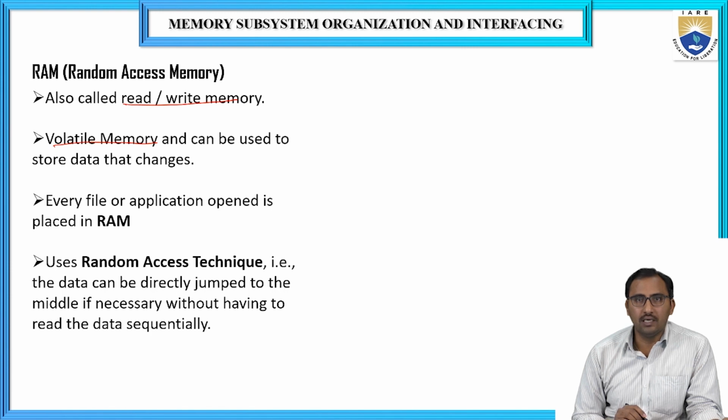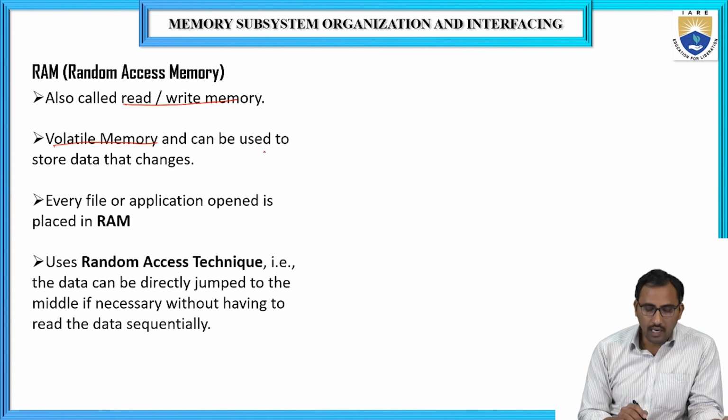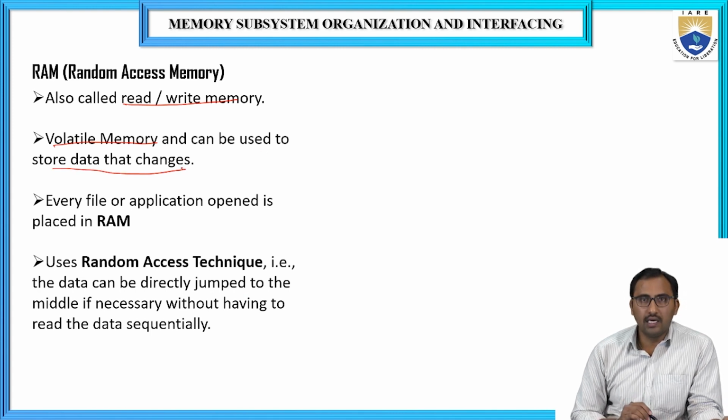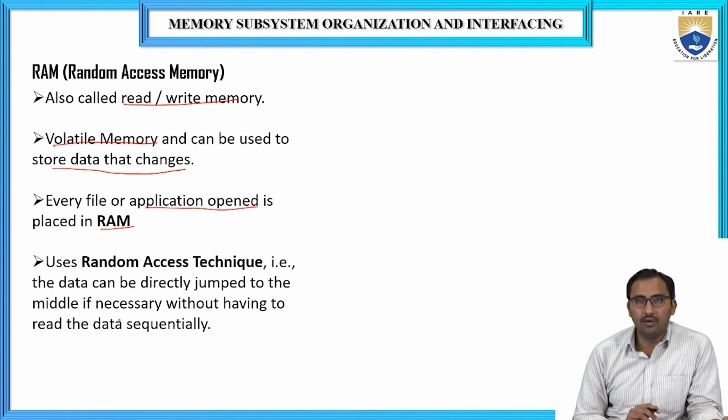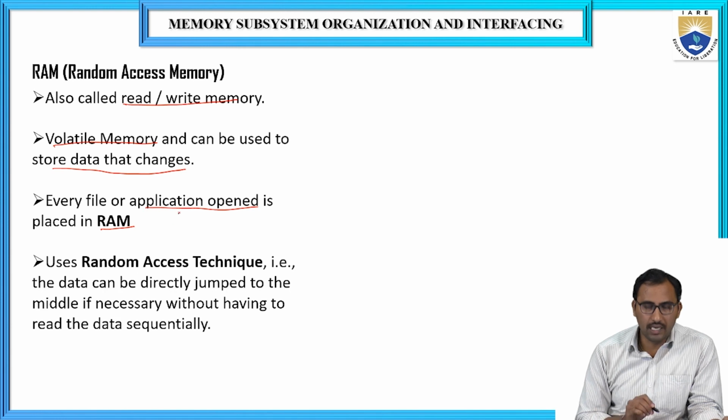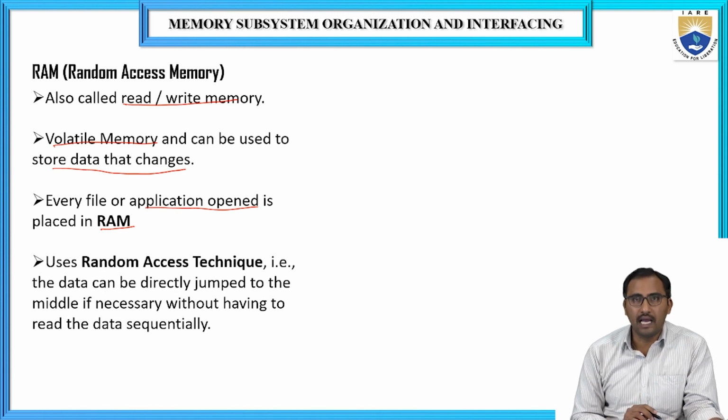Volatile memory means if the power supply to the RAM chip fails, then the data stored in the RAM gets erased. It can be used to store data that changes. That means the data present in the RAM chip gets modifications or changes, and it is not permanent storage. Every file or application opened is placed in the RAM. Whatever file or application is opened will be executed from the RAM itself.